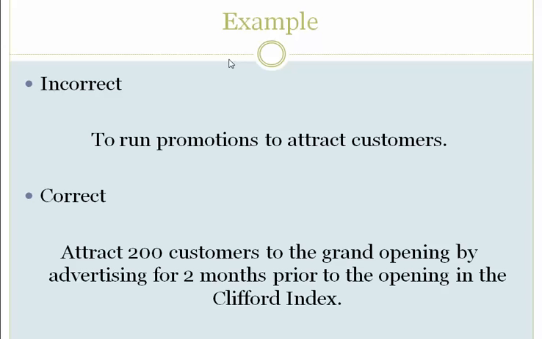Here's an example. An incorrect goal: just simply to run promotions to attract customers. It's not giving us details. There's no aspect to actually measure how many customers we want to accomplish. We don't know our specific types of promotion, nor do we have a time factor of when this needs to be done by. Correctly written is below: to attract 200 customers to the grand opening by advertising for 2 months prior to the opening in the Clifford Index.